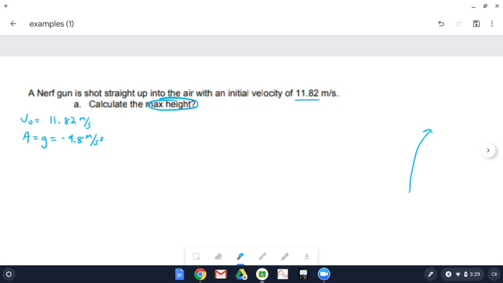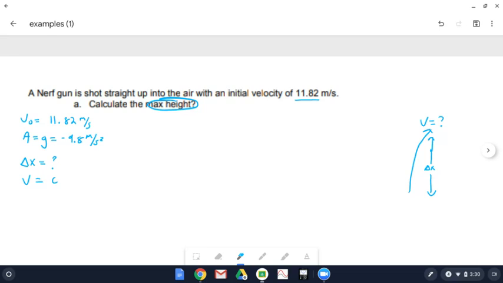Now it is going to max height. So we are looking for the max height, which means our displacement delta x is unknown. But what else do we know? Well, once this object does reach max height, what does it have to do? Well, it needs to stop. So that tells us our final velocity at max height is equal to 0 meters per second.